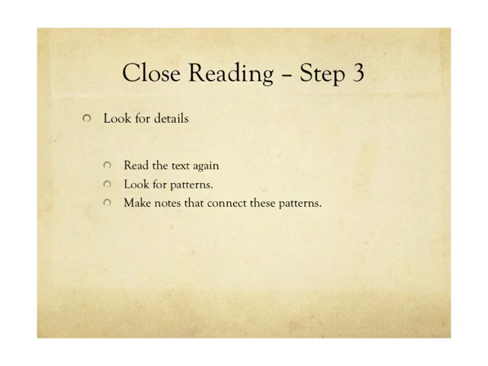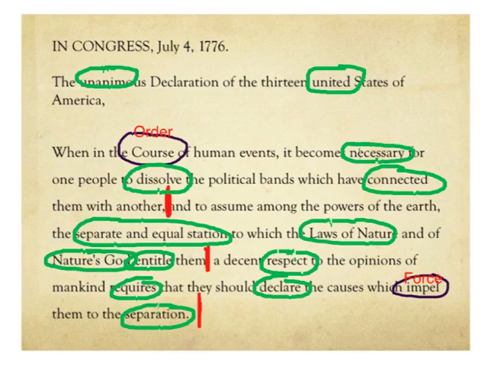Step 3 of close reading, I'm going to look a little closer. I'm going to read the text. I'm going to look for those patterns and connect them. Now I'm going to read through this text again and look for things that I can connect and make some notes about those connections. In Congress, July 4th, 1776. The unanimous declaration of the 13 United States of America.